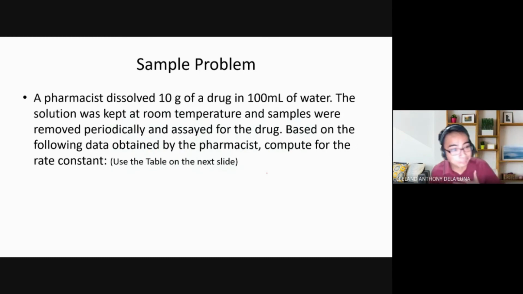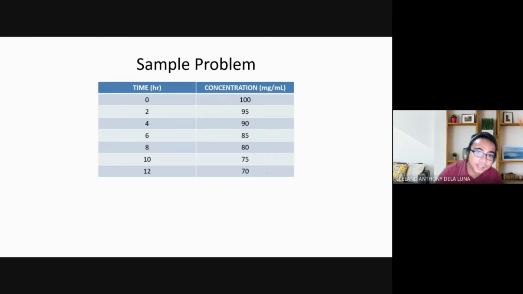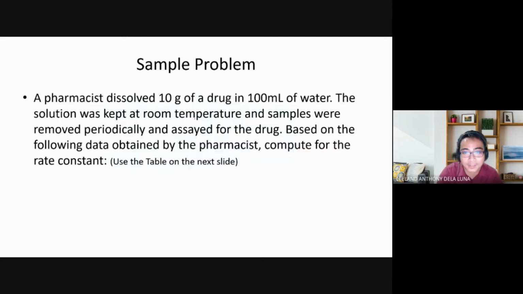So let's do this one. Sorry, ako pala muna. So let's have a sample problem here. A pharmacist dissolves 10 grams of a drug in 100 ml of water. The solution was kept at room temperature and the samples were removed periodically and assayed for drug concentration. Based on the following data obtained by the pharmacist, compute for the rate constant. Right? So here, class, use the table in the next slide. Okay, so isusulat ko lang muna yung natin, ha. Ito na pala eh. Okay?